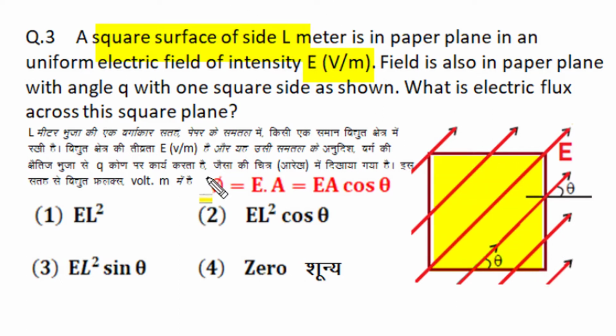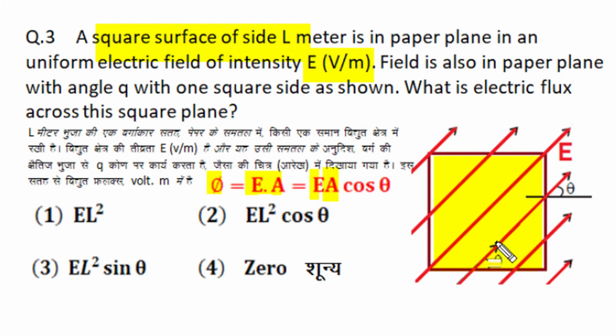So we know flux phi in an electric field intensity E through an area A is a dot product of the electric field intensity vector and the area vector, and this dot product is equal to the magnitude of electric field intensity, the magnitude of surface area, and cosine of the angle between the E vector and the area vector. Now the area vector is directed normal to the surface, so here the area vector is normal to the paper plane and the E intensity vector is along the paper plane, so the area vector and E vector have a 90 degree angle and cos 90 is 0.